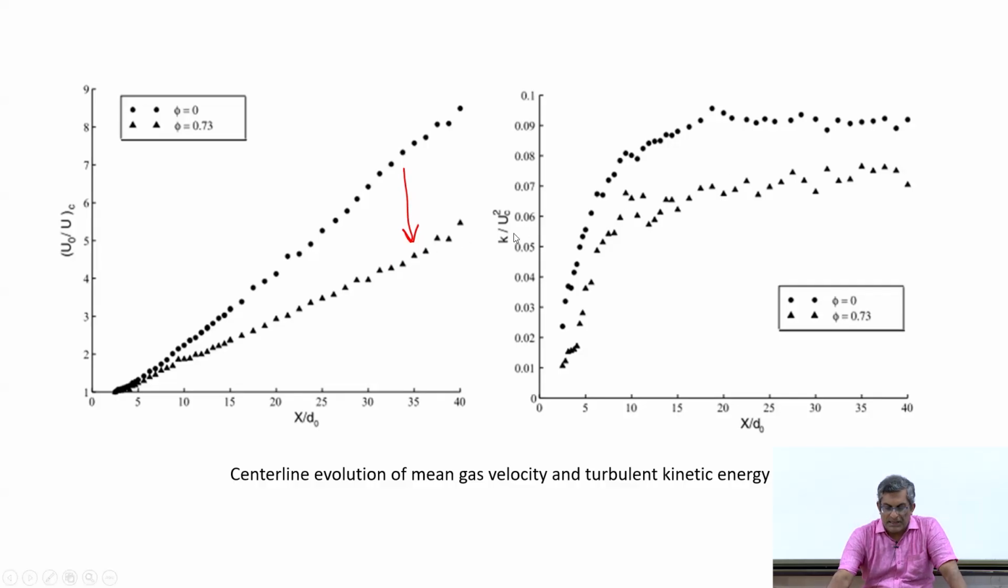Now similarly you see the turbulent kinetic energy. This is normalized turbulent kinetic energy, and you see that the turbulent kinetic energy is reducing everywhere. So the turbulence is being dampened everywhere here because of the presence of the particles.